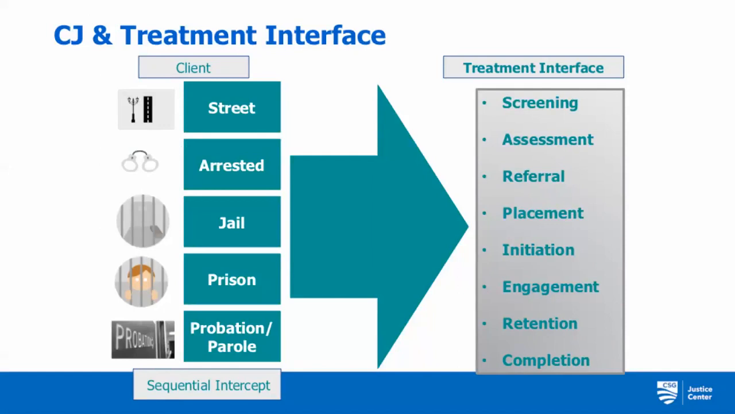So that involves various different phases of what we need to look at. One of those phases is screening clients, another is assessing clients, a third one is referring people to appropriate services. The next one is placement in those services, then initiation, engagement, retention, and completion. That's the whole continuum of a system of care.